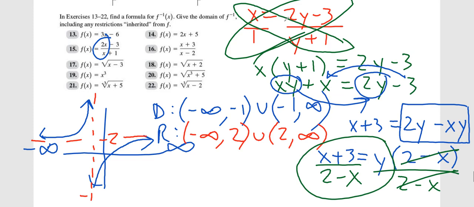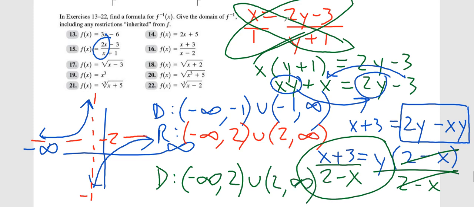There's your inverse. What is the domain of that inverse? What is the domain of that? Negative infinity to what? Positive 2 union. Man, where'd you get that from? Ah, the range of the previous one, right? That's the inherited domain. That's what you got from the other one.